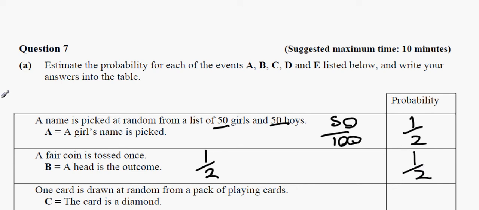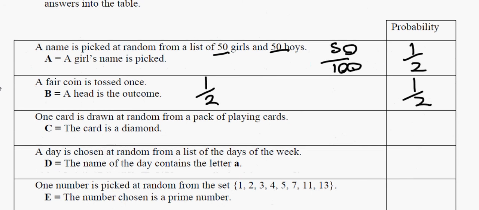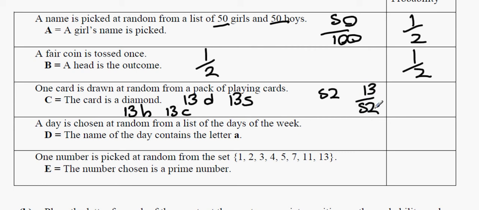One card is drawn at random from a pack of playing cards. The card is a diamond. Okay. Now remember, there's 52 cards in the deck. 13 of them are diamonds. 13 of them are spades. 13 of them are hearts. And 13 of them are clubs. So diamonds is going to be 13 out of 52. Put that into your calculator. It's going to be a quarter.